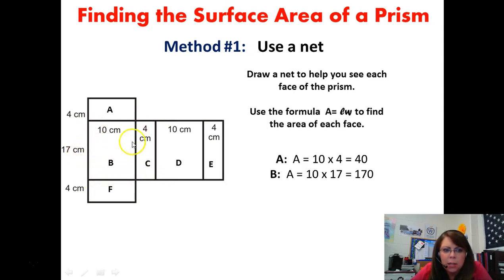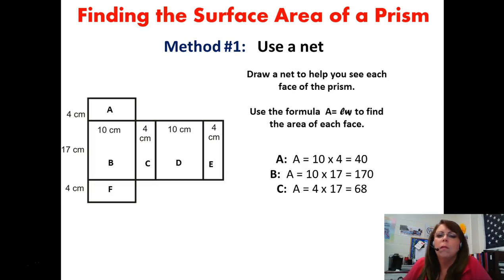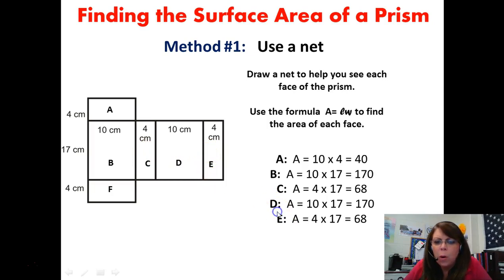You know that because all of these lines are 17. So 4 times 17, which is 68. We're going to move on to D. It's going to have a base of 10, just like the top up here. And again, that side right here is 17, so 10 times 17. For rectangle E, it's just like this one. It's going to be the exact same dimensions, 4 times 17.